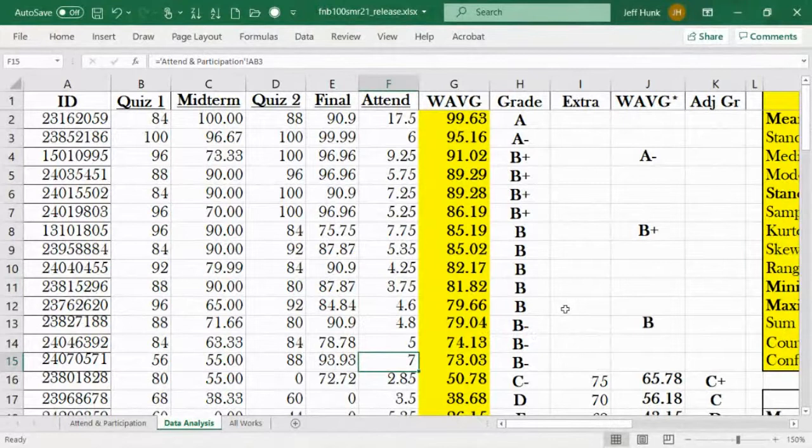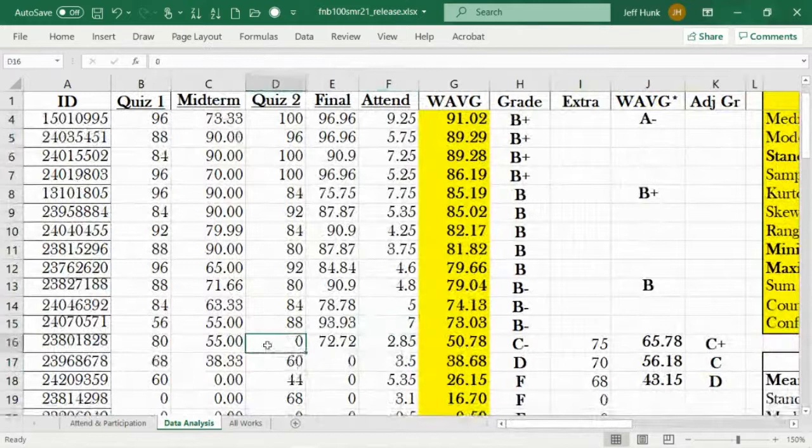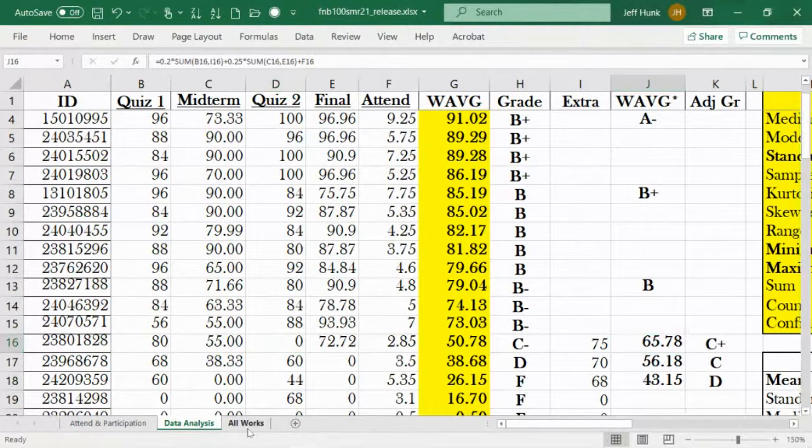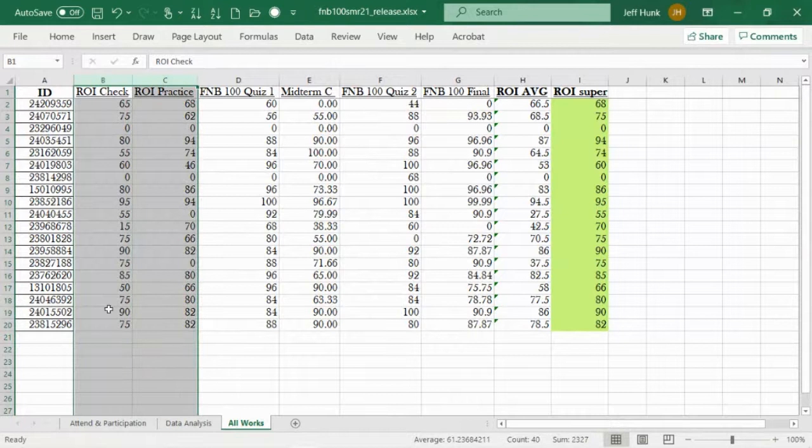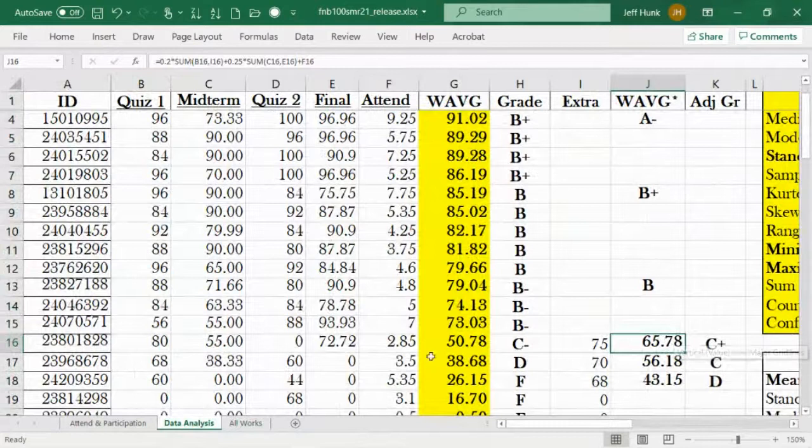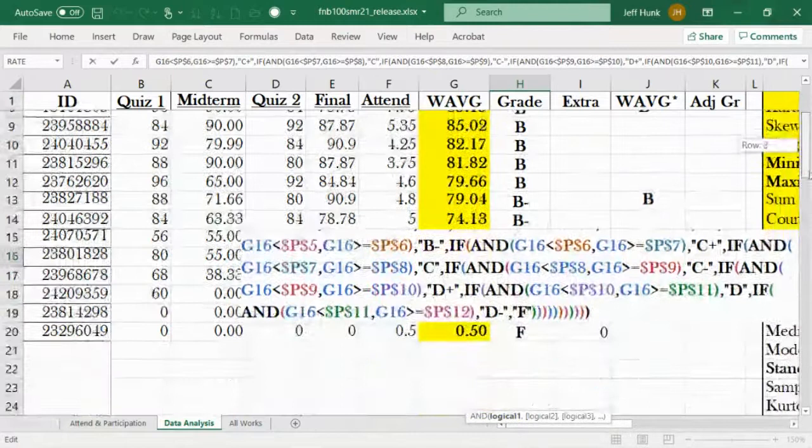If you gave me good answers, even if you did not do well, this person didn't do well on quiz two, but there are some other works that don't directly go into the grade calculation, like extra work, extra exams, extra quizzes. This person did that, so it kicked in.